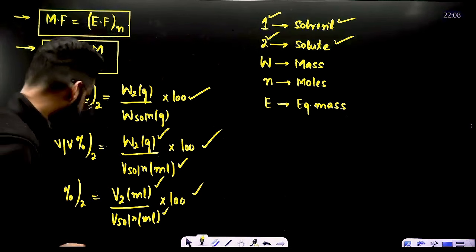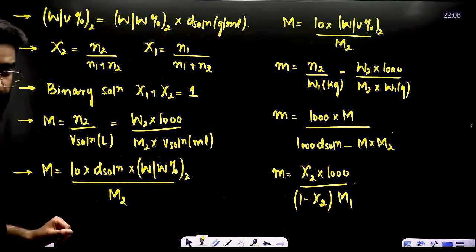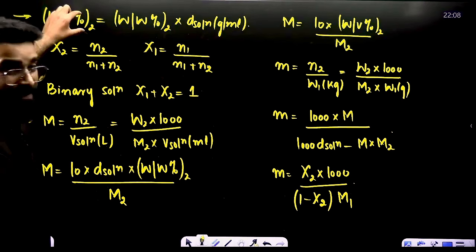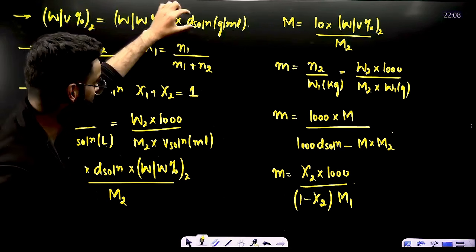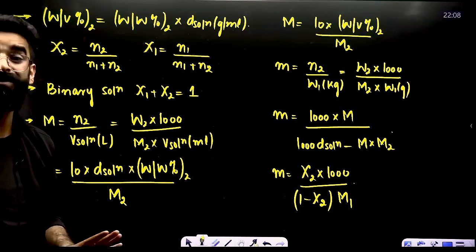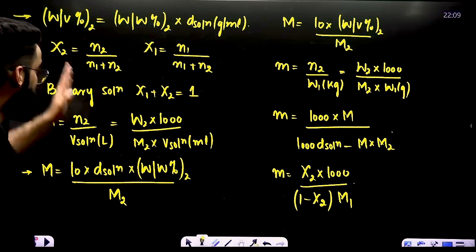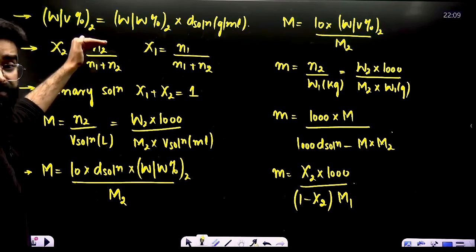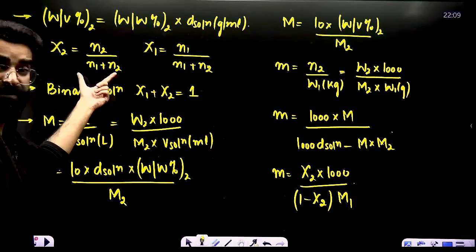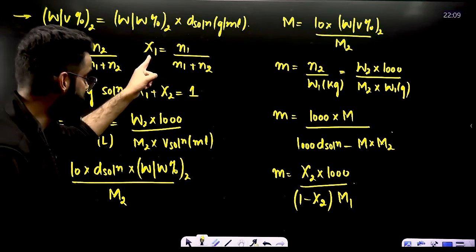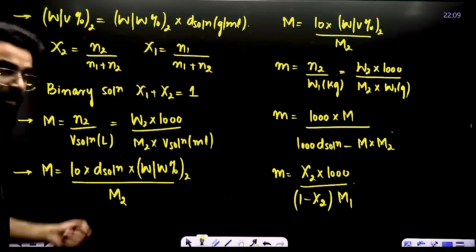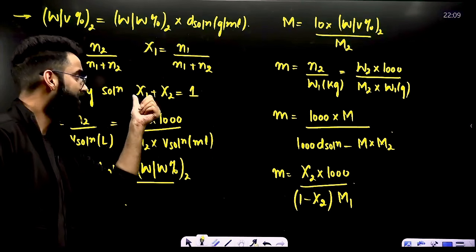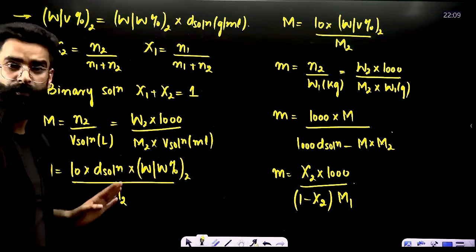My dear students, there are a few more results which you need to know. Weight by volume percentage of solute is always equal to weight by weight percentage of solute multiplied by density of solution in grams per ml, right? Mole fraction of solute is equal to moles of solute divided by total moles present in the solution. Mole fraction of solvent is equal to moles of solvent divided by total moles present in the solution. In case of the binary solution, chi1 plus chi2 is always equal to 1.